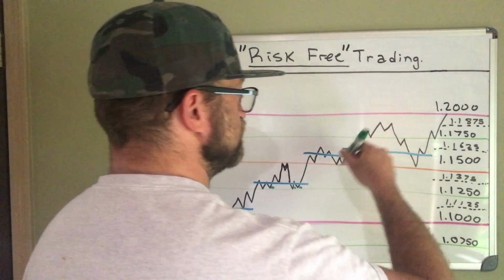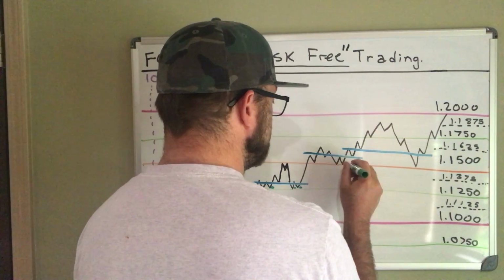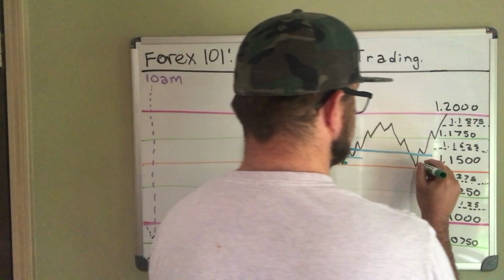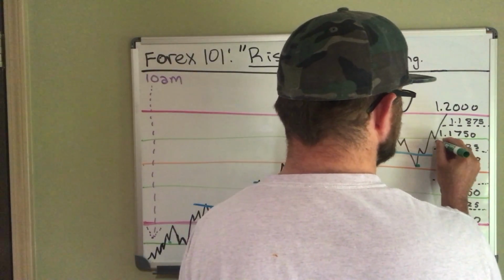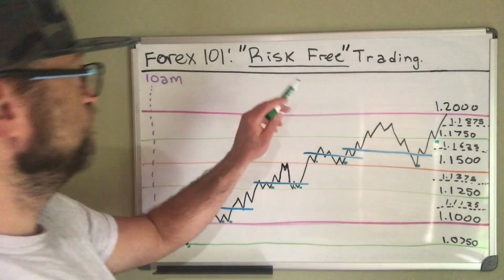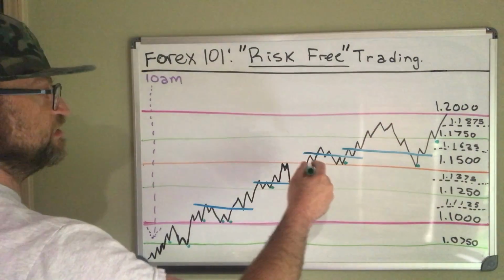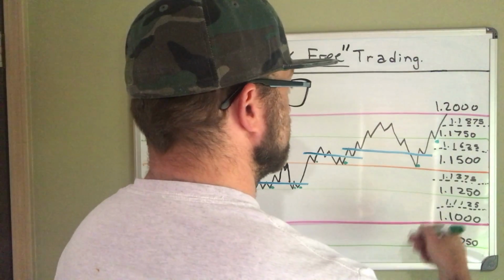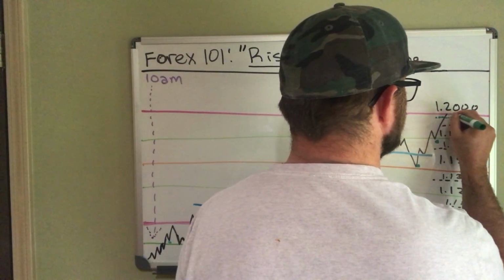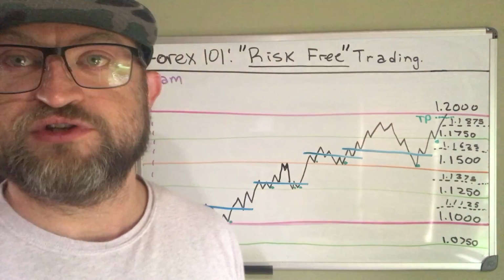You start taking more entries as you go, and you can take entries at different places. But the point is that it becomes risk free as you get up here. So you're in profits, you're taking positions, and then you take profit right here. And there you go. That's pretty much the video. Pretty simple.